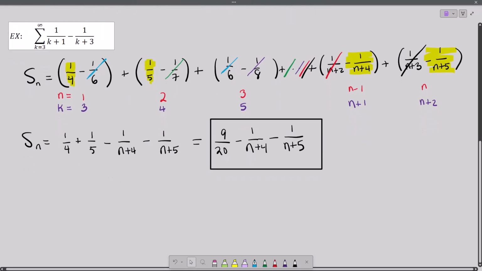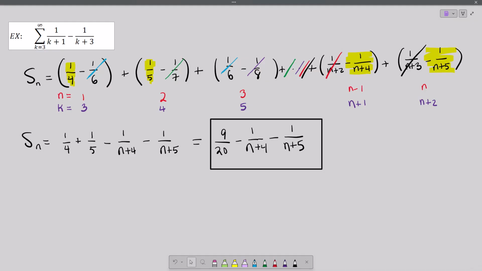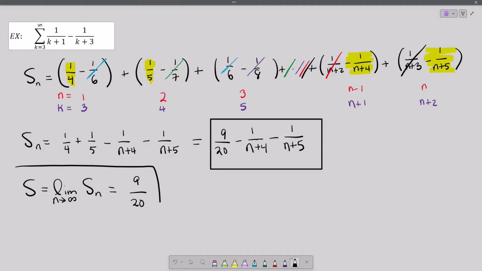That's awesome, because if we can find a formula for S sub n, then we can figure out what S is, if it exists. So S, if it does exist, is the limit as n goes to infinity of S sub n, which is 9/20. Because both those two fractions at the end are going to go to 0. They have denominators that get infinitely large, so the fraction values get arbitrarily close to 0.